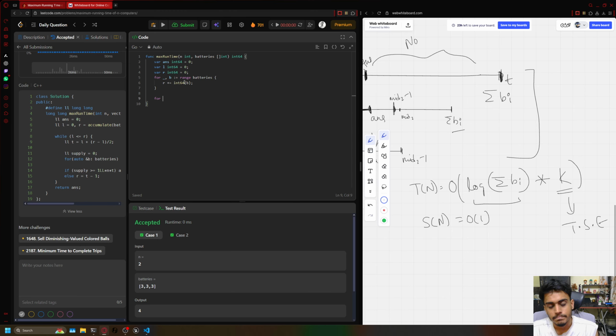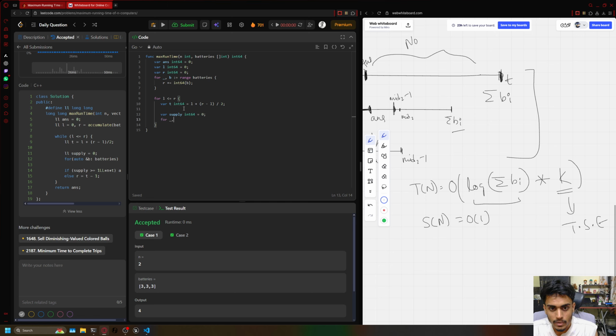Then I will perform the binary search. First I will calculate the t. So t will be L plus R minus L by 2. I'm taking this as int64 because I'm doing a division here, and it might happen that t becomes a float, so this will always convert it to int64. After this I will calculate my supply energy. I will say my supply is also int64 initialized to 0.